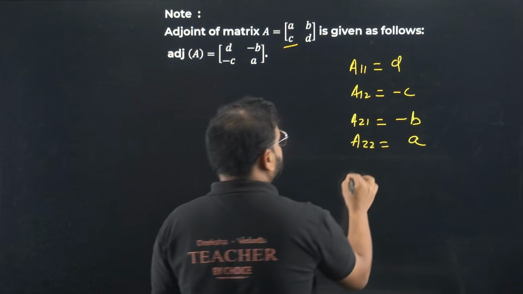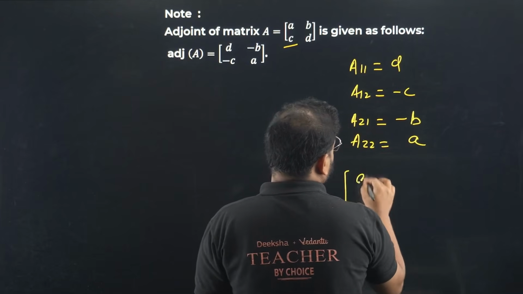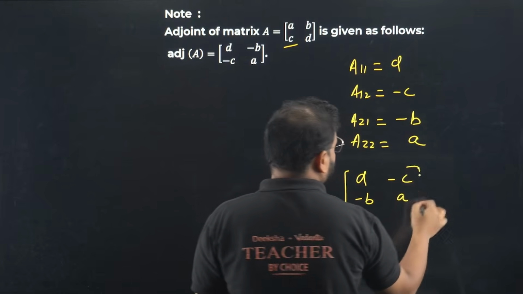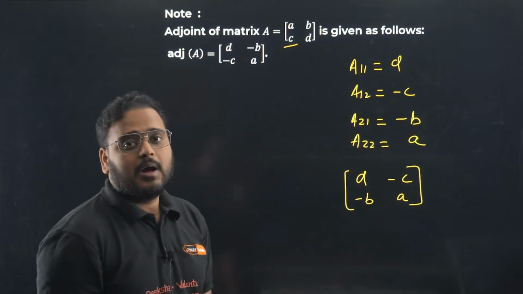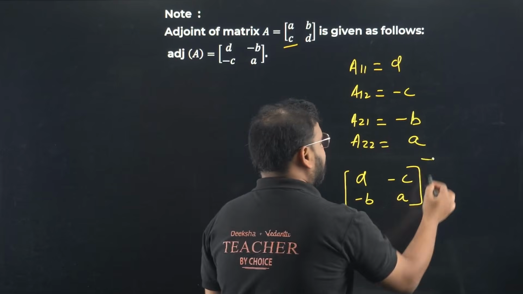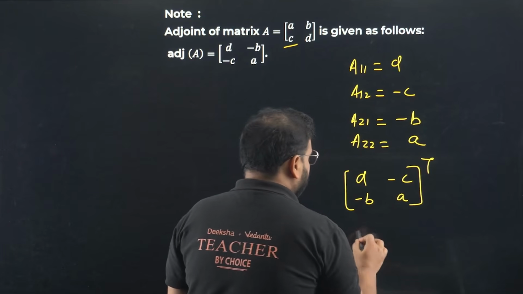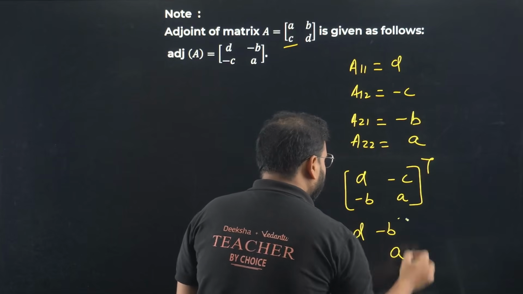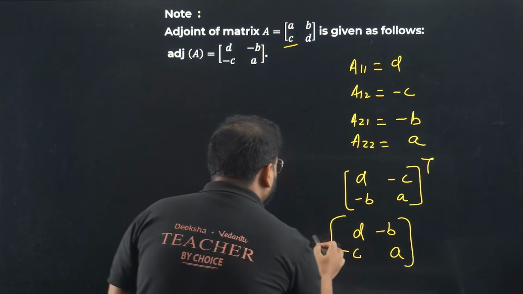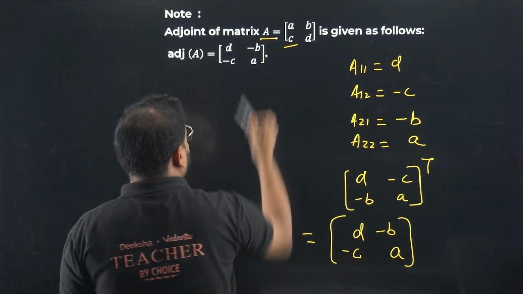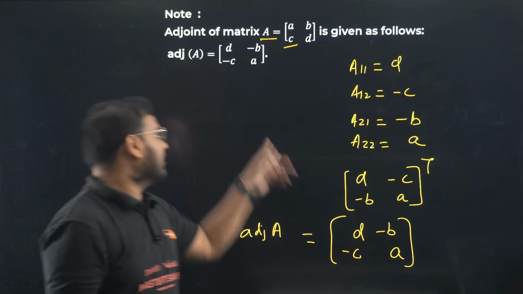Let's write that in the matrix. We have D, minus C, minus B and A. Now this is my matrix of cofactors. I want to get the adjoint, so take the transpose of this. What do I get? D and A will remain as they are. Minus C will come here, minus B will come here. Now this is my adjoint of the matrix given to us, which is A. Cross check: D, A, minus B, minus C.